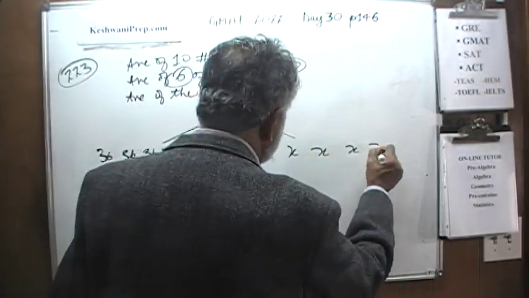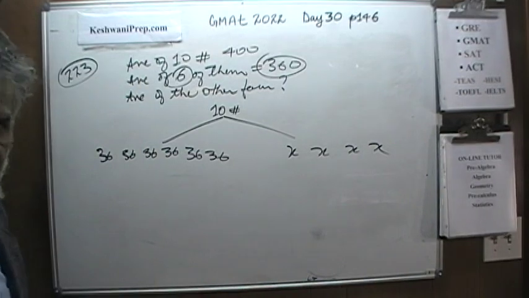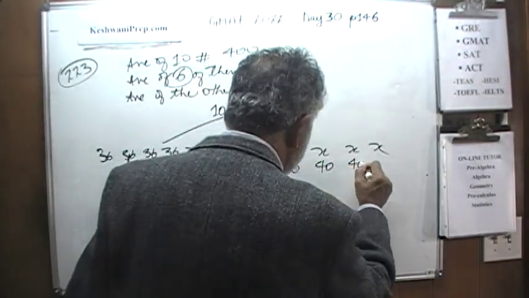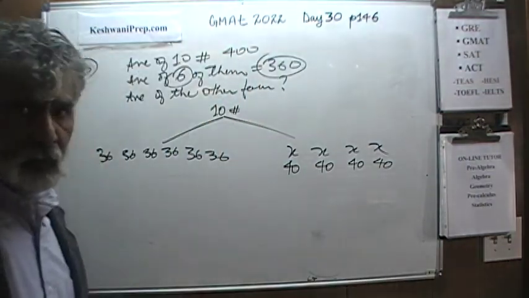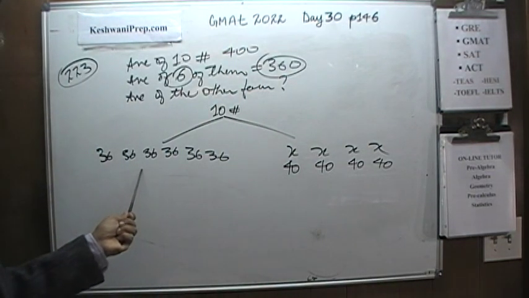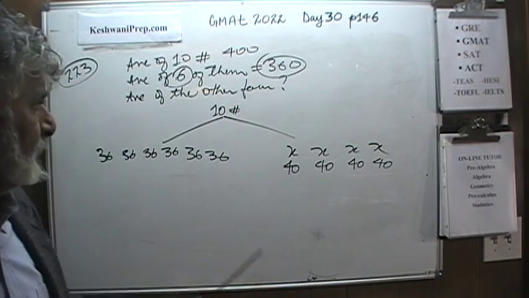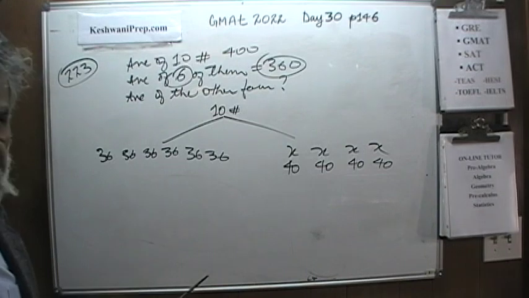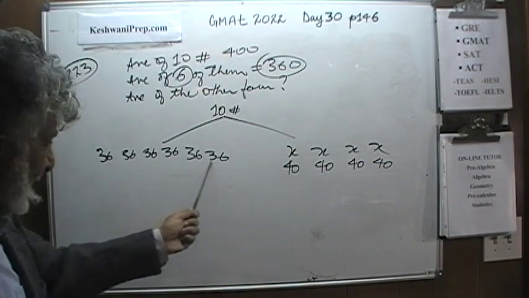X, X, X, and X. To start out with, I'm going to pretend that all of them are 40. But as you can see, that's not going to work, because all of these are 40, all of these are 36. The average of this is 36, the average of that is 40. That's not going to give us the overall average of 40. Which means we have to make all of these 40.